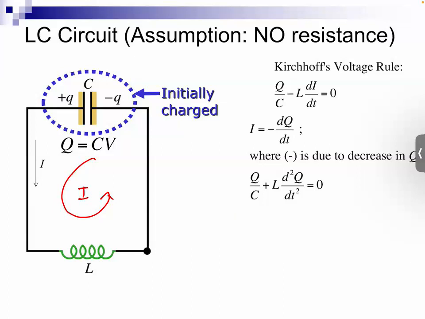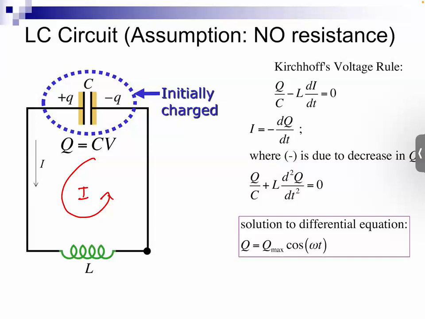So you then have this equation. It's a second order differential equation, because you have the second derivative with respect to time of the charge, plus another term which is a function of charge. And the solution to a second order differential equation like this is a cosine function. So the charge will be equal to maximum charge times cosine omega t.